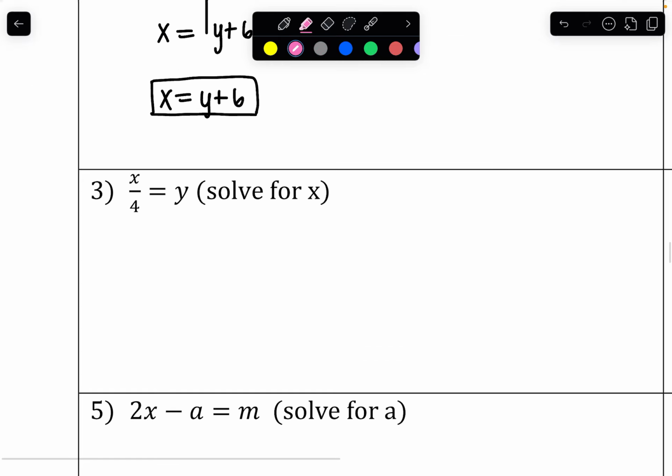Number 3, we're solving for x. We just need to get rid of the 4. It's division by 4, so we just need to multiply both sides by 4. And so x equals y times 4, which we write as 4y.